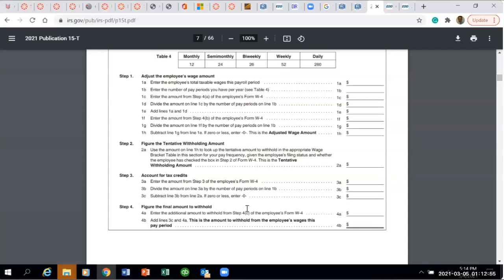So if you have a dependent, it will be $38 for the tax credit. Then here in line 3 it says subtract line 3B, that $38.46, from 2A, which is $88. Okay, so $88 minus $38.46 will be about $49.54.